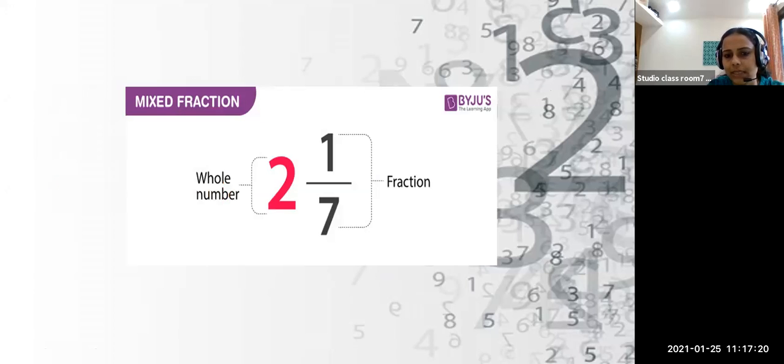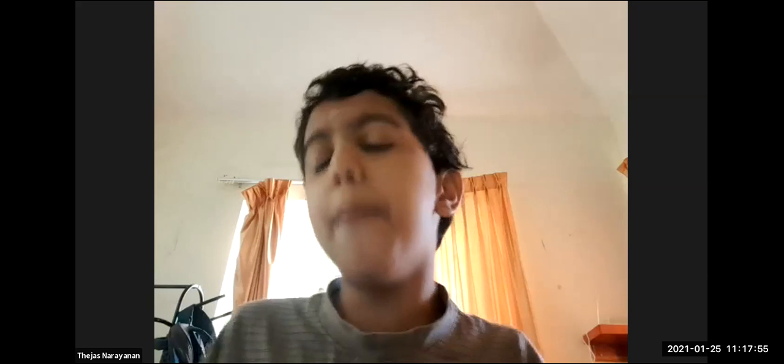See, look here. Which is the whole number here? 2. 2 and 1/7. 1/7 is a proper fraction. We know what is proper. Proper means numerator small. See here, 1 is smaller than 7. So 1/7 is a proper fraction. And also we have one whole number. So 2 and 1/7 is an example for a mixed fraction. Understood? What is mixed fraction? Fractions having whole numbers and a proper fraction. It is called mixed fraction.